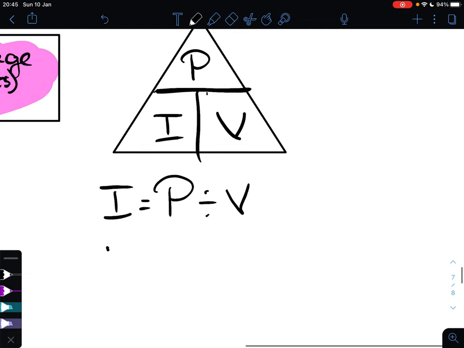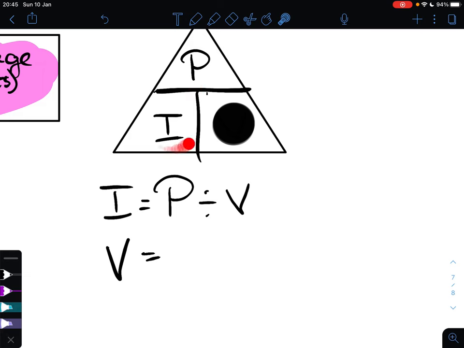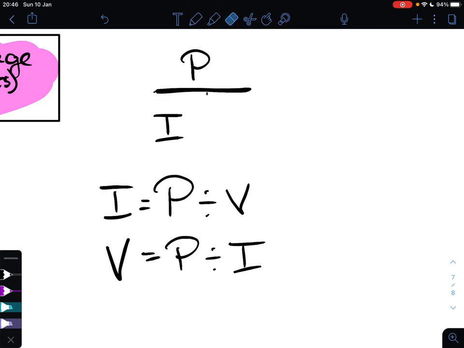Let's try again. This time we've been given the current and the power, and we've got to find the voltage. So we write down what we want, V, we cover up the one we want, and we say what we see: power over current. So I divide them, power divided by current, I put the numbers in and I get the marks and life goes on.